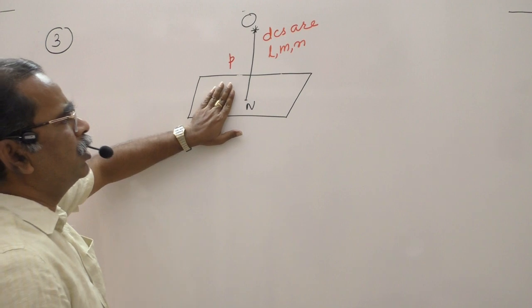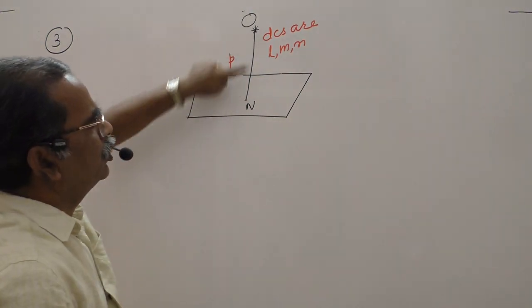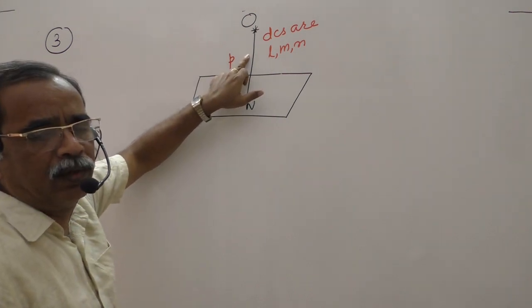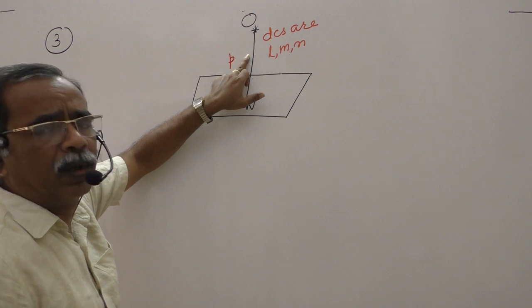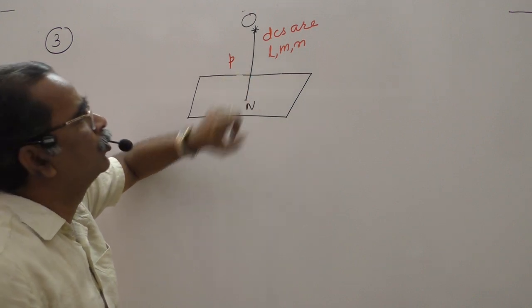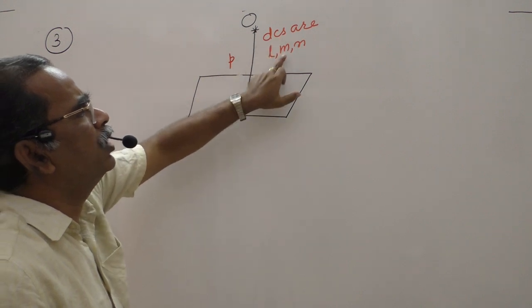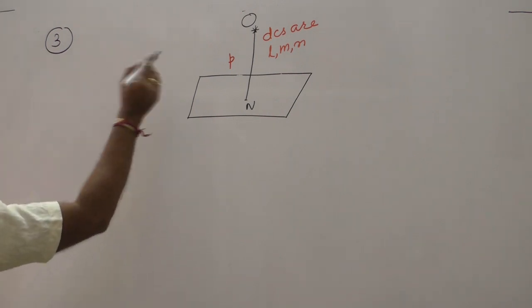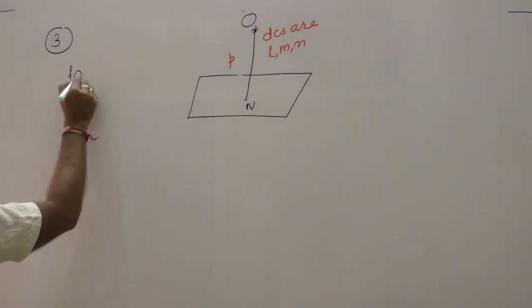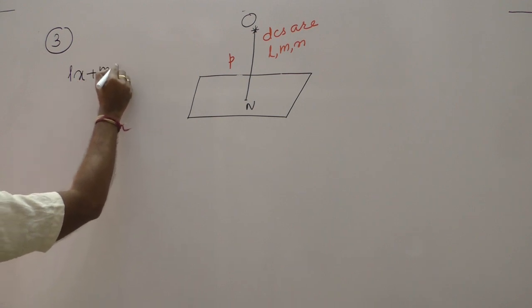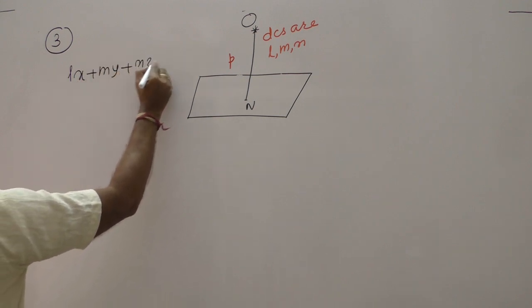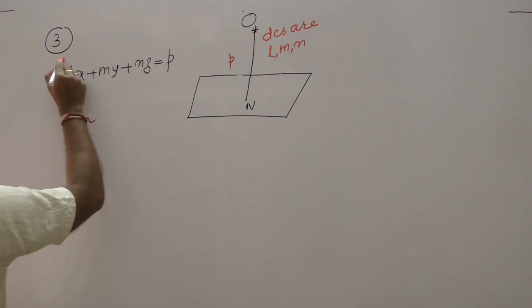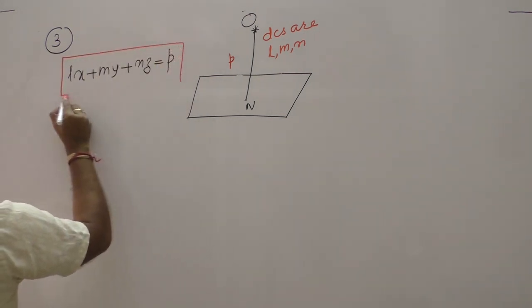In this form, this is the plane. The distance from the origin to the plane is P. This line perpendicular to the plane is known as the normal. All properties of the plane depend on the normal. So this line is the normal whose DCs are given. When this distance and the DCs of the plane normal are given, then the equation of the plane is lx plus my plus nz is equal to P. This form of equation is called the symmetric form of the plane.